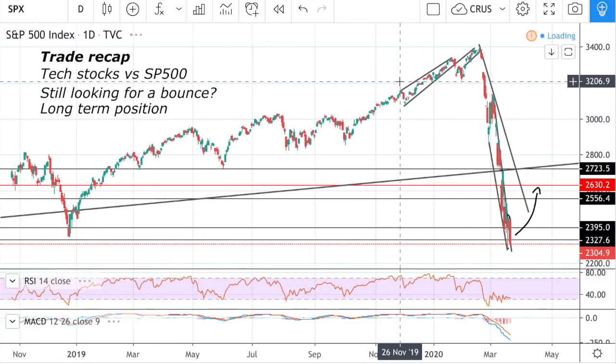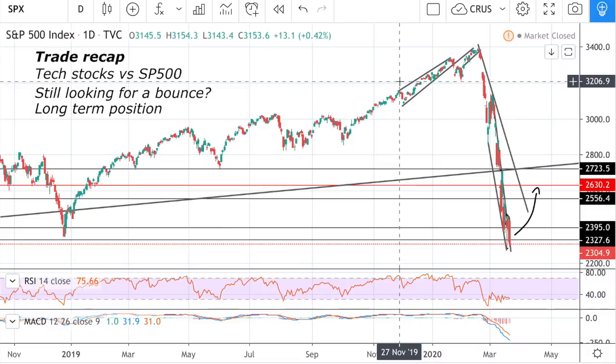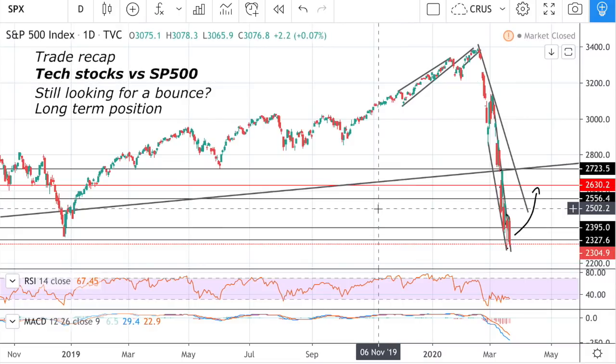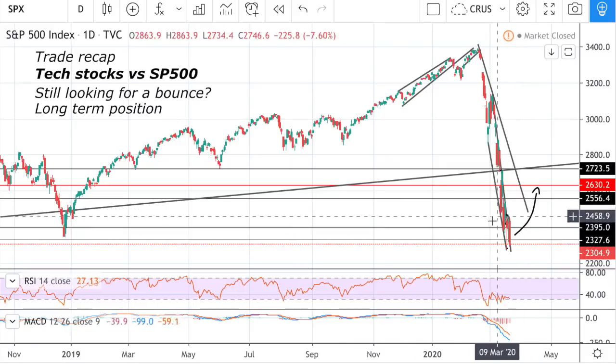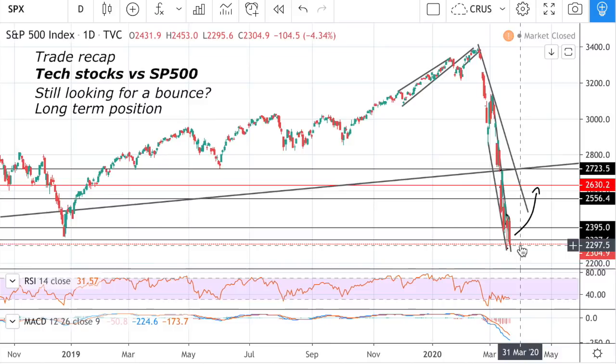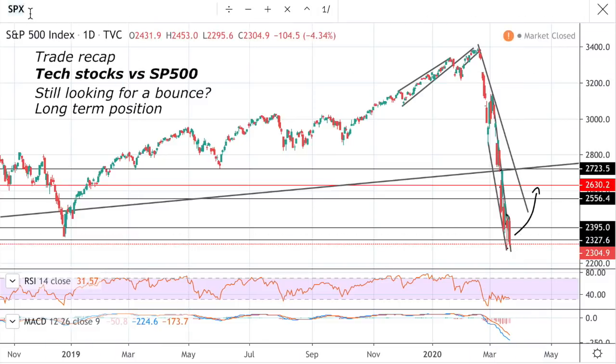So now let's move on to how the tech stocks are performing against the S&P 500. Unlike the S&P 500, the tech stocks did get a bounce off of the same support level. We're going to take a look at 2 stocks, Netflix and Amazon, which are big components in the tech sector. They're part of the FANG stocks, and they did get that bounce that we were looking for.